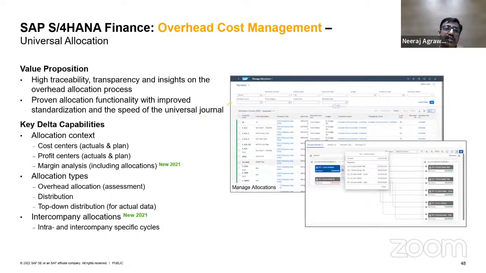Then we have overhead allocations, distributions. These were always there and they still remain. What's also coming new, one of the key capabilities, is the intra- and intercompany specific cycle. One of the key challenges was the intercompany, because we know that earlier allocations from one company code to another company code were not possible due to certain restrictions. But now even those capabilities have come in here, which would be adding a lot more capabilities.